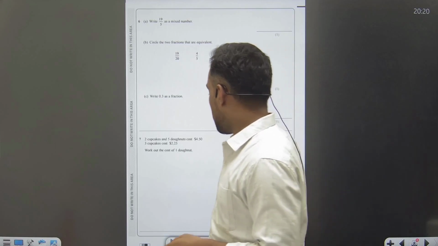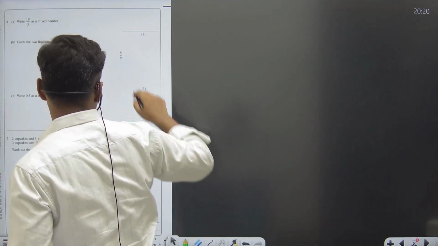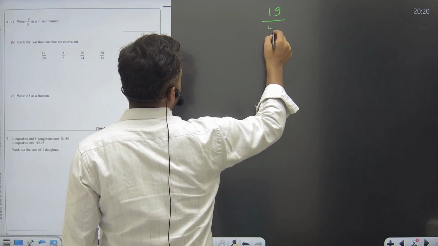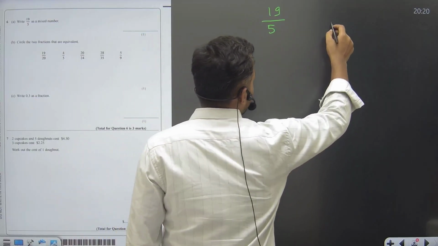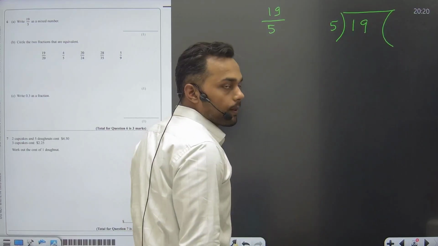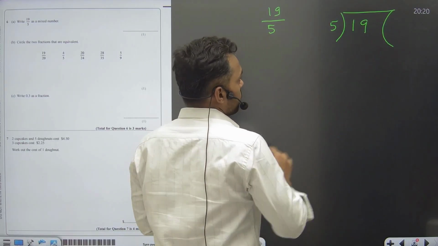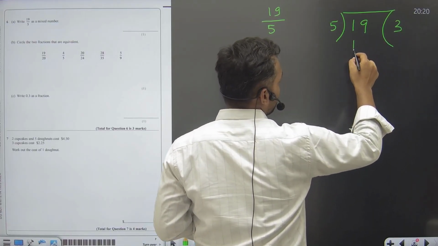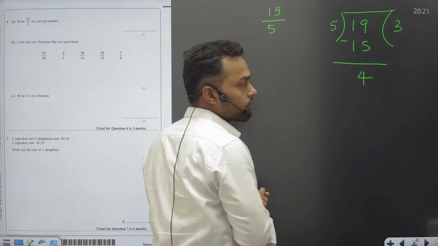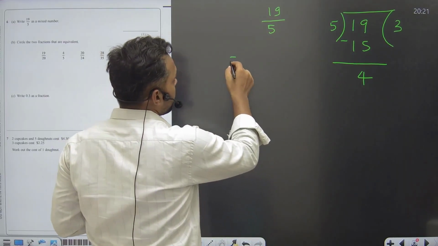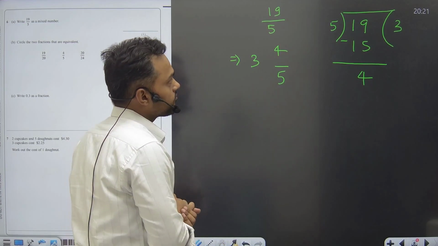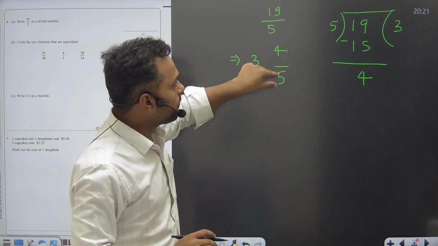Next question is, write 19/5 as a mixed number. How we need to solve it, I'll tell. We need to do the division here like this. 5 times 3 equals 15. 19 minus 15 is 4. So it can be written as 3 whole 4/5. 3 whole 4/5.